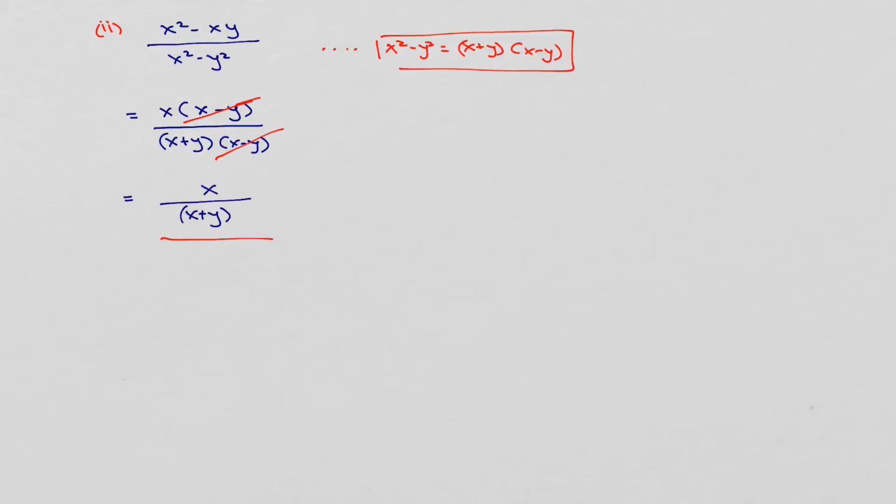So please note that we cannot divide the x there on the top and the bottom, because I would have to divide everything by the denominator there, which is x plus y. So x over x plus y is the simplified answer.